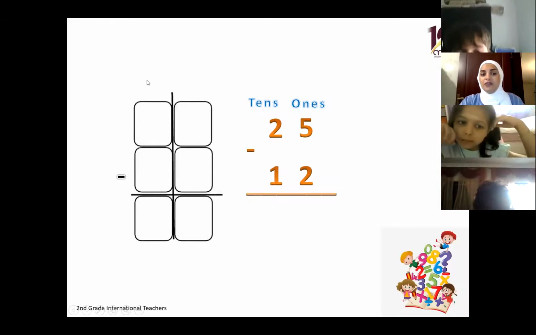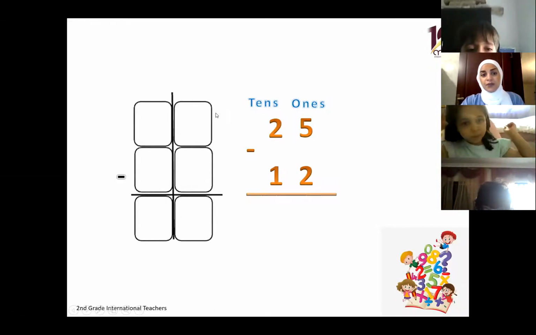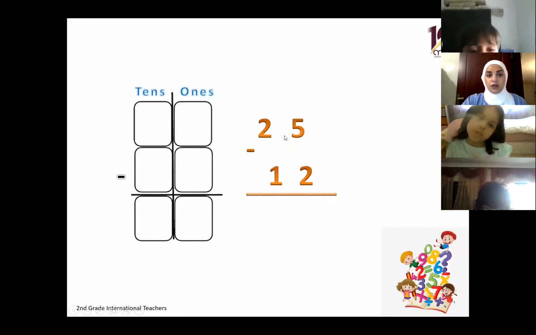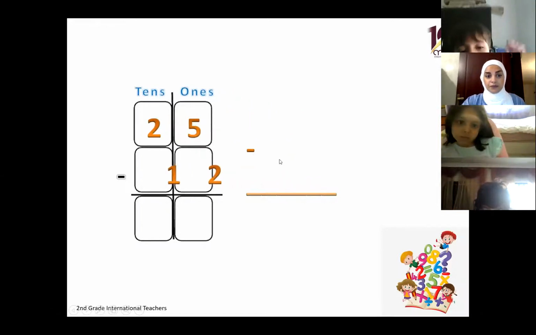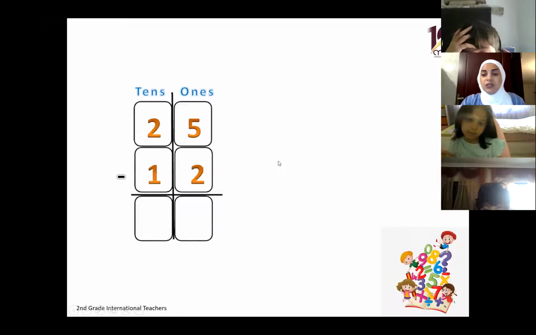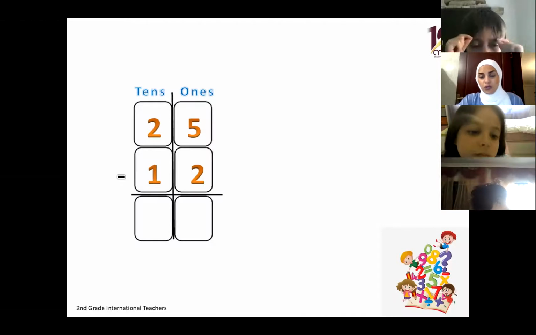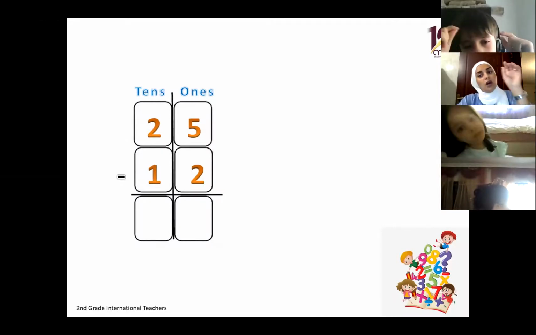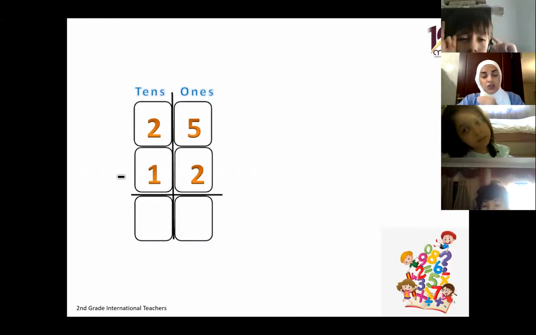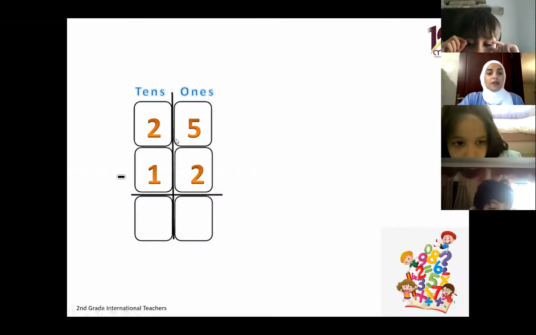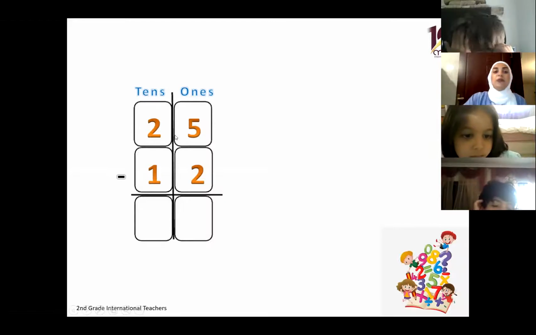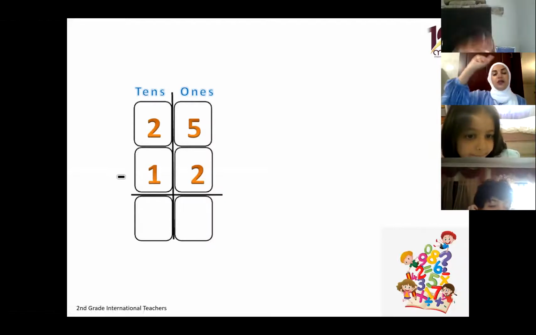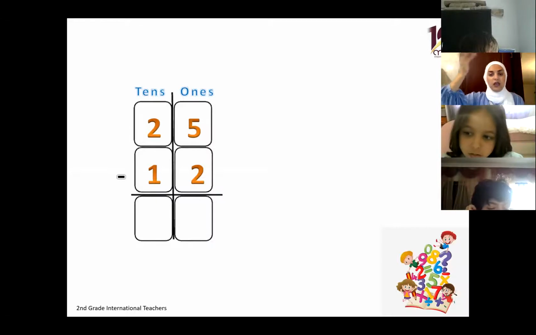Here, I have the boxes ready for you. We don't need the boxes, okay? It just makes it easier for you to understand where the ones are, where the tens are. But usually you're not gonna have all these boxes, okay? You're just going to have the numbers on top of each other. And you're going to write T, H, O, like tens, hundreds, ones, okay?